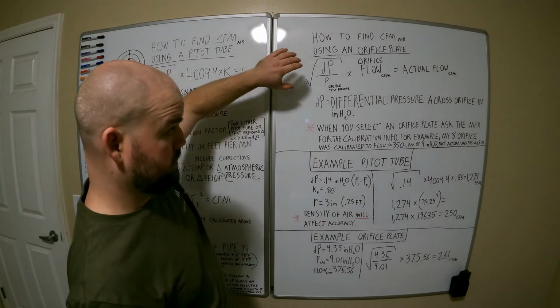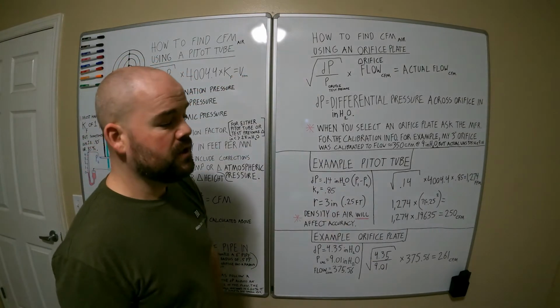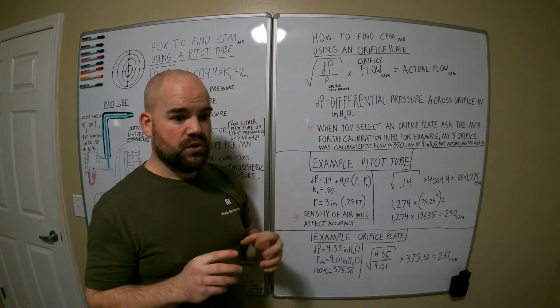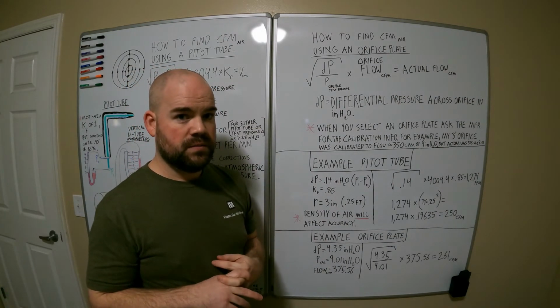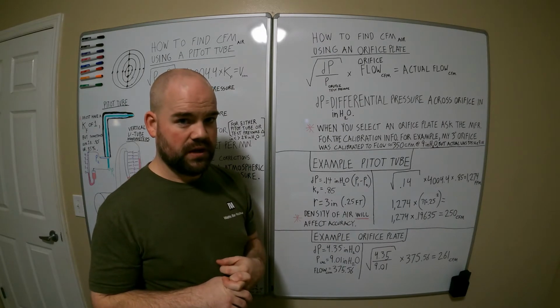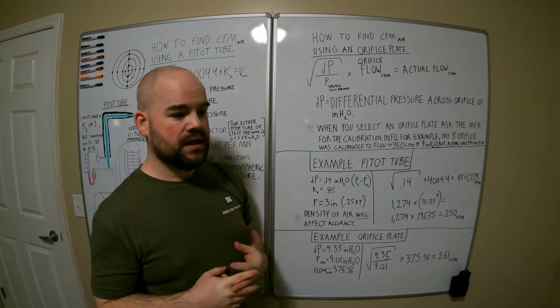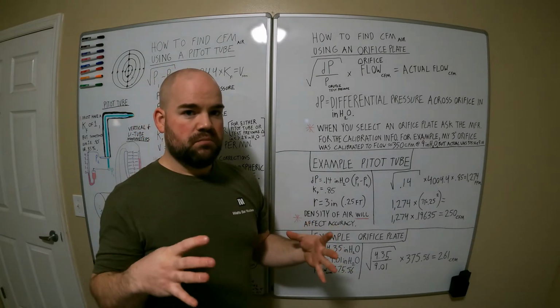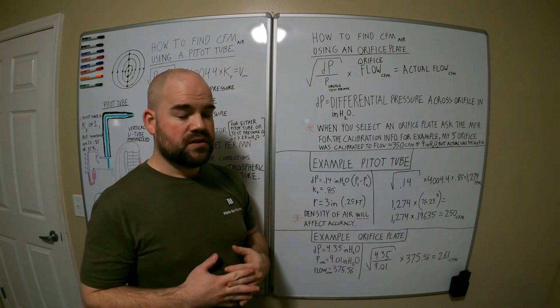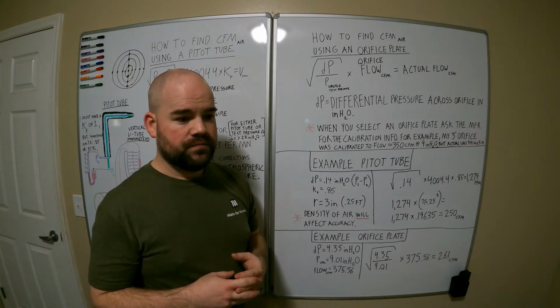Now, orifice plate. First off, I want to make sure I tell everybody you do not want an orifice to be larger than half of the diameter of your pipe. So I get questions about why I'm using such a big pipe on my flow bench, a 6-inch pipe. There are several reasons for that.